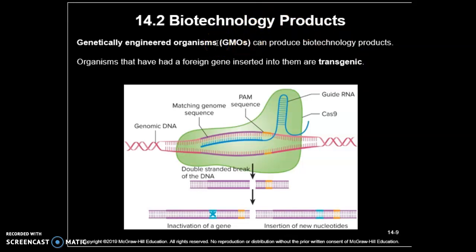So GMOs can be produced from breeding. For example, the corn that you see now used to be teeny, teeny, tiny. I have a slide here later for that. But it was selectively bred to be large ears of corn now. That selective breeding is GMO. It's a genetically engineered organism. So when you hear the term GMO, don't immediately think of transgenic. That's actually only a small section of GMOs. Now, transgenic organisms have had a foreign gene inserted into them. For example, Roundup Ready soybeans, things like that.